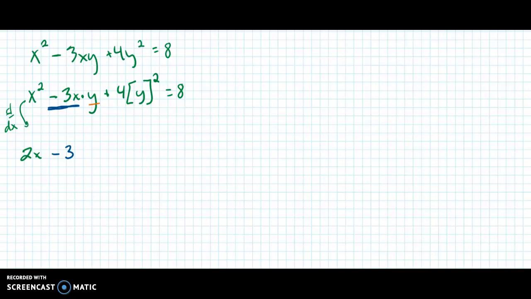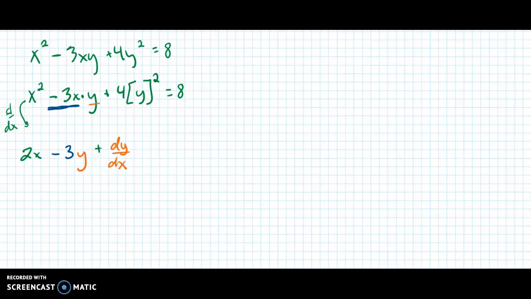Next one, the derivative of minus 3x is minus 3. That is the derivative of the first times the second, so I need to do y right here. That's because I'm using product rule. And then I get plus, now I get the derivative of the second. Well, what's the derivative of y with respect to x? It's dy/dx.